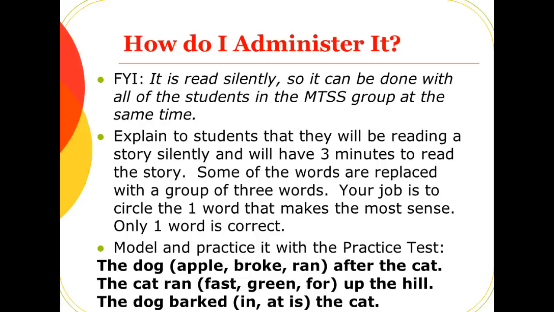What you're going to do is explain to students that they'll be reading a story silently, and they'll have 3 minutes to read it. Some of the words, you'll tell them, are replaced with a group of 3 words, and that their job is to circle the one word that makes the most sense, and that only one word is correct. What I would do is model and think aloud with the practice test. When I'm doing it, I want to make sure that I'm reading the words that are before the 3 choices and the words after the 3 choices, so that they know that the word they choose has to make sense both with the words that come before and the words that come after.